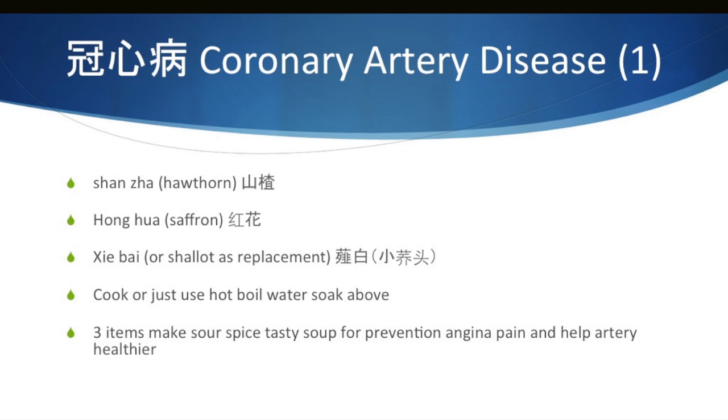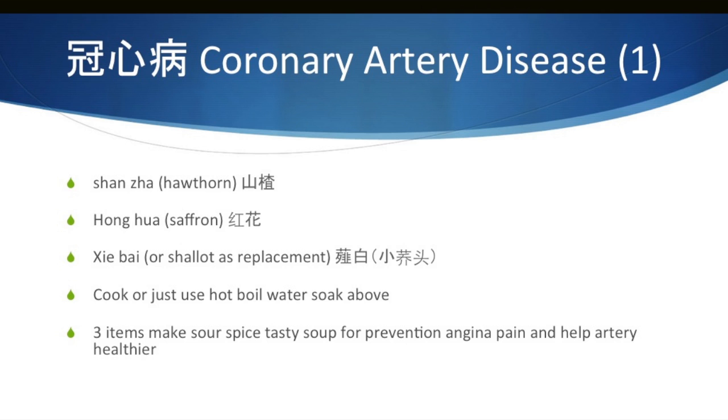Let's take a brief review of some of the things we went over. In coronary artery disease, several herbal foods are very important, and this one recipe can be very helpful. It's shanjia, hawthorn berry, henghua, which is saffron, and xiebai. Now, xiebai can be replaced with shallots if necessary. Remember that the herbal xiebai is more potent than shallots, but nonetheless, shallots have a similar function for benefiting patients with coronary artery disease. So shanjia, henghua, xiebai. And you can cook them or just soak the above in boiling hot water. And these make a nice spicy soup for the prevention of angina pain and benefit arterial health.